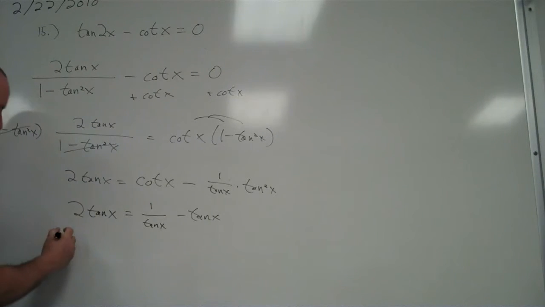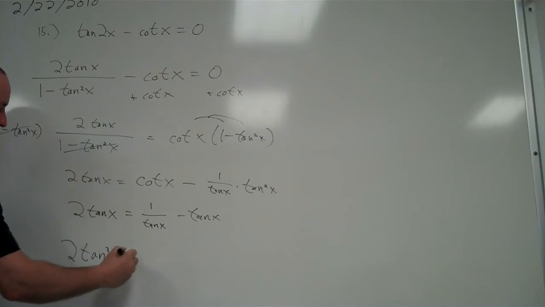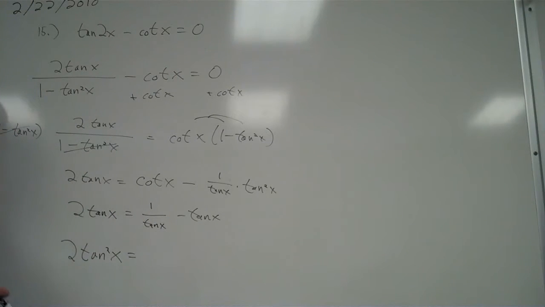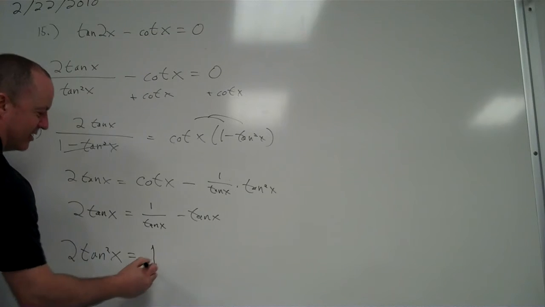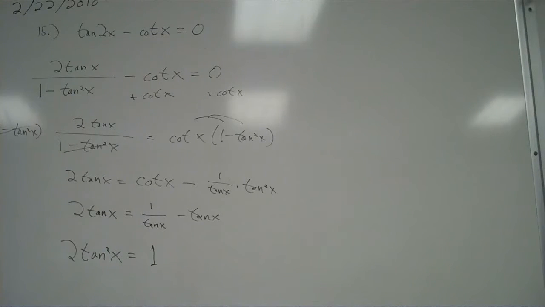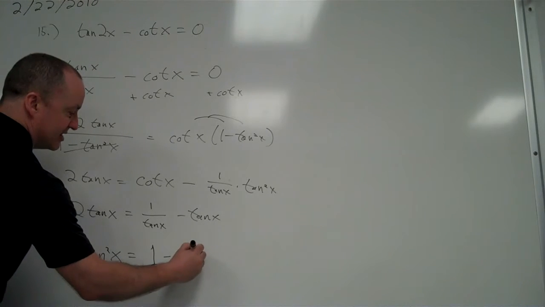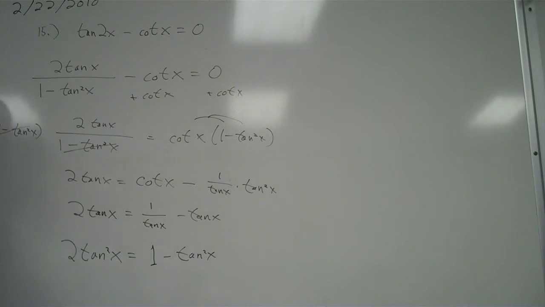Excellent. That is my next trick. I'm going to multiply both sides by tangent x, which will get me 2 tangent squared x. What will happen when I multiply tangent x times 1 over tangent x? 1. All the fractions tend to leave you with 1. And then minus what here? Tangent squared x. Okay, so this is what I get if I multiply this entire equation, every term, by tangent x. Is this starting to look like a quadratic?